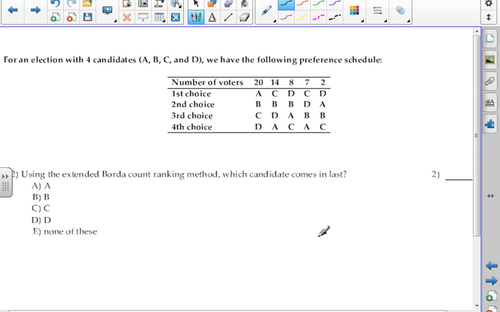Extended Borda count, last place. Okay, so that means we have to go and assign point values 1, 2, 3, 4. A has 40, 14, 80, 80, 14, 16, 7, and 6.